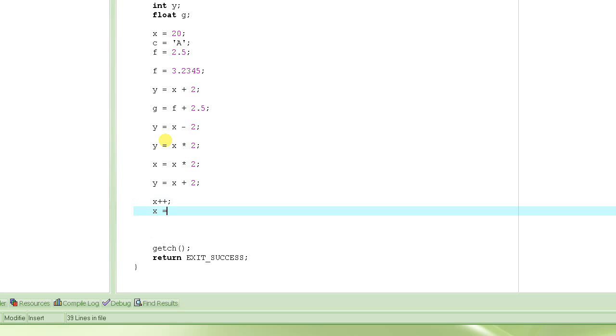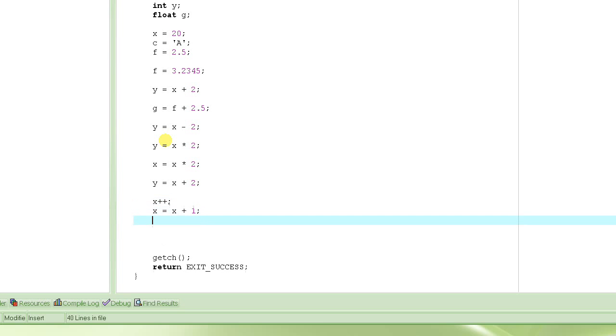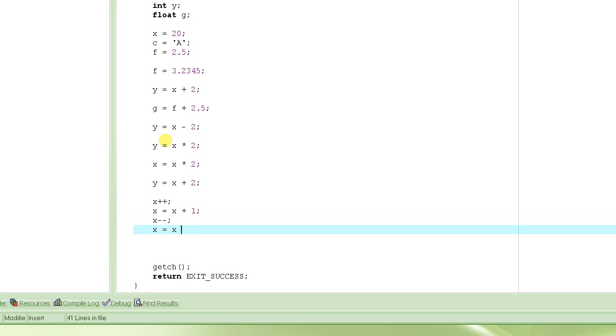It's the same as if I write x equal to x plus 1. Result wise it's the same. It will result in the same value, 41. So it's just a short form of this expression. Similarly, you could have x minus minus, which is the same as x equal to x minus 1, and it says subtract 1 from x and assign it to x.